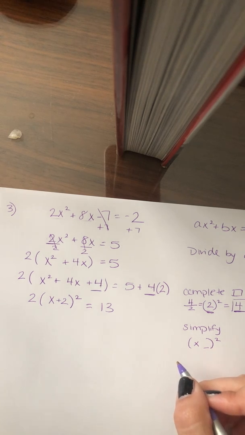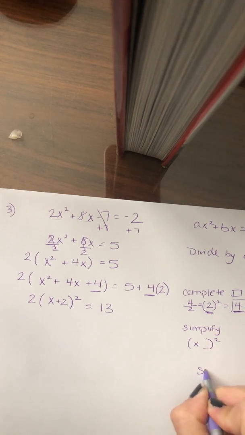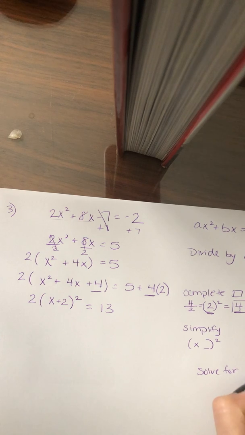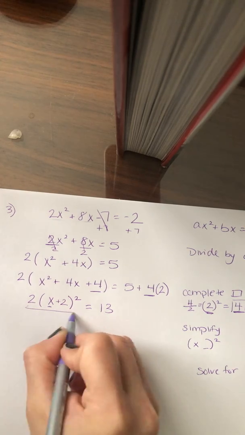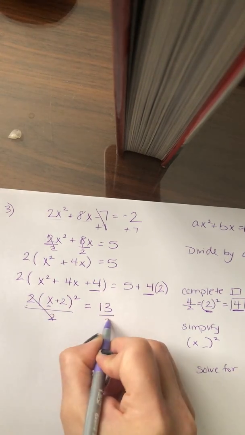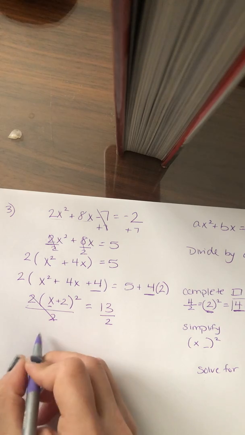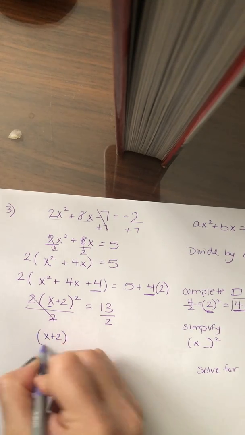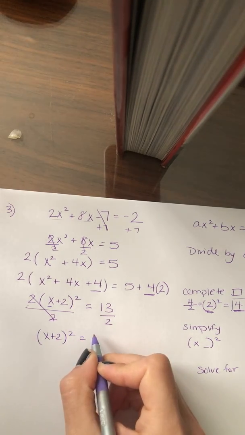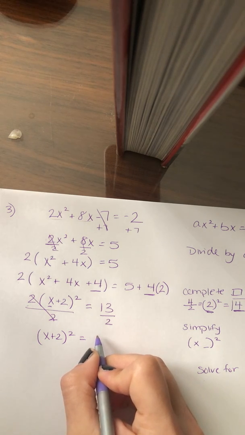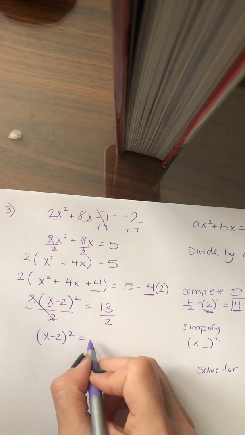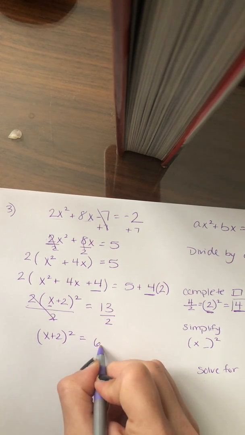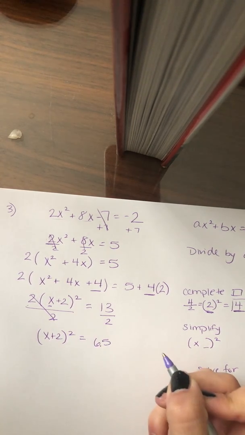Now use the principle of square roots. So we're solving for x. So before I square root it, I have this 2. So what do I have to do? We have to get x by itself. So let's get rid of that 2. Let's divide it by 2 on both sides. So now I have x plus 2 squared equals, some of you did 6.5. You can. That's fine. We can do a decimal. It's okay.